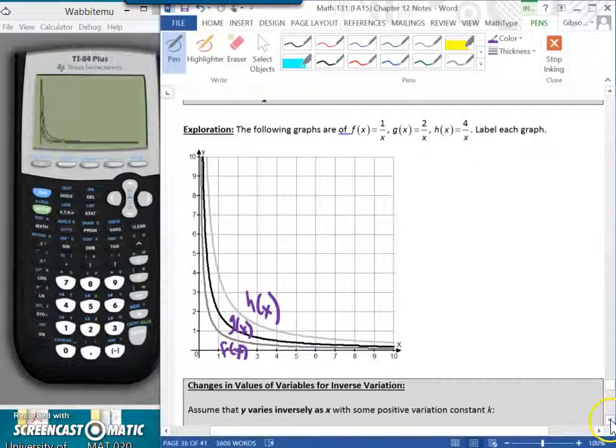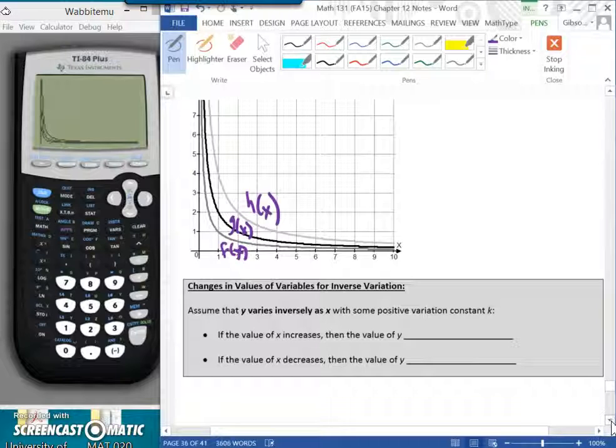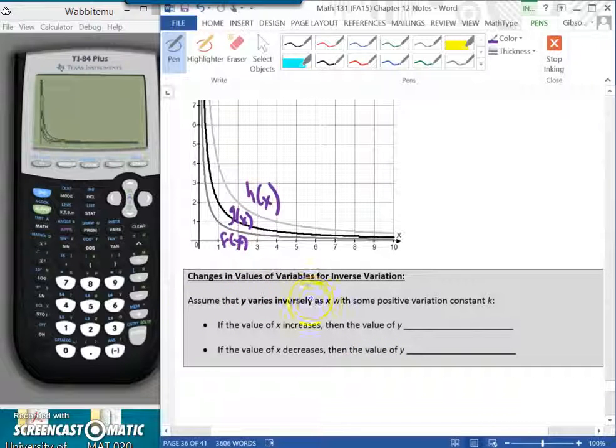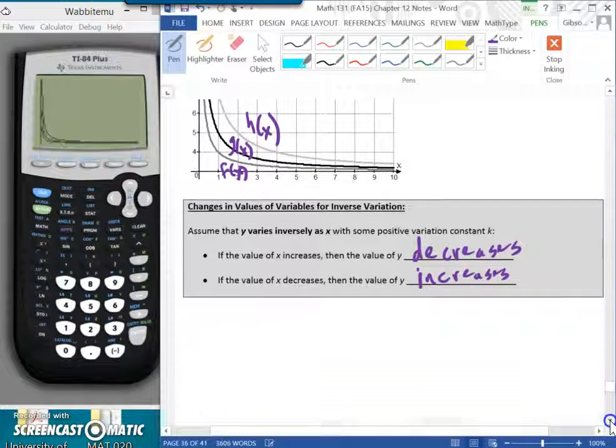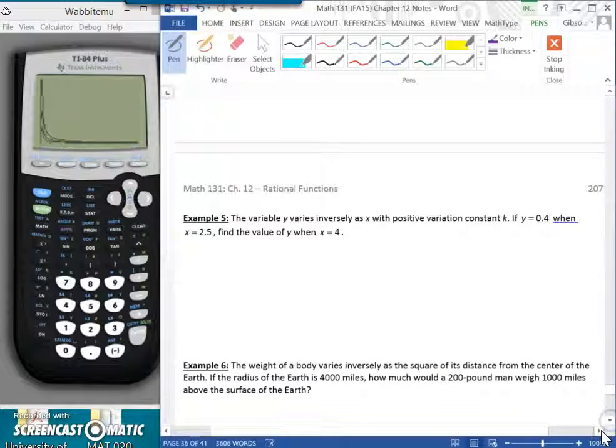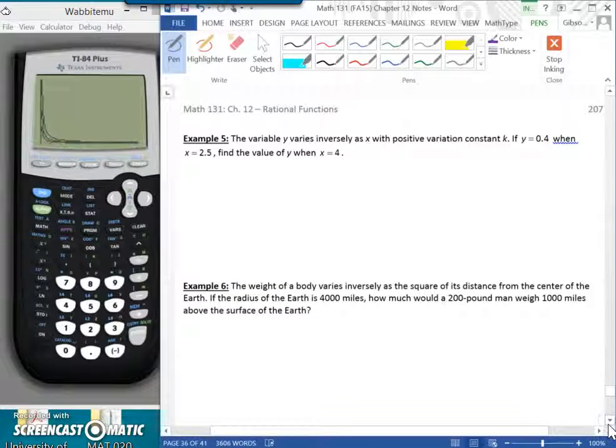Okay, so now, you scroll down here, assume that y varies inversely as x with some positive variation constant k. If the value of x increases, then the value of y decreases. Remember, they're inverses of each other. If the value of x decreases, then the value of y increases. Okay, now, come here to the next page.